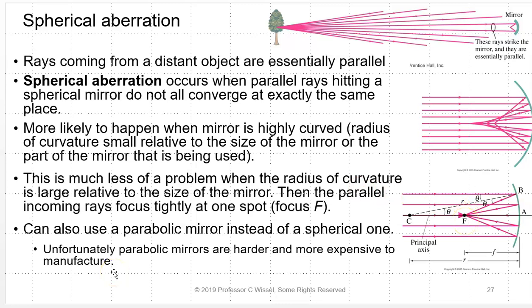You can also use a parabolic mirror instead of a spherical one. So in other words, spherical ones suffer from spherical aberration. Parabolic mirrors do not, but they're harder and more expensive to manufacture.